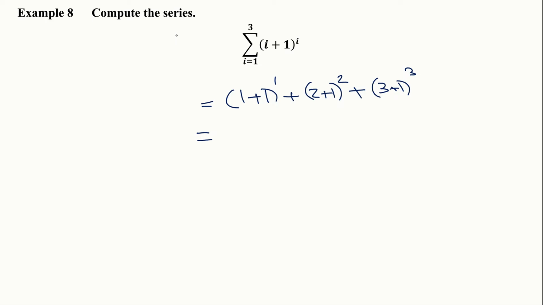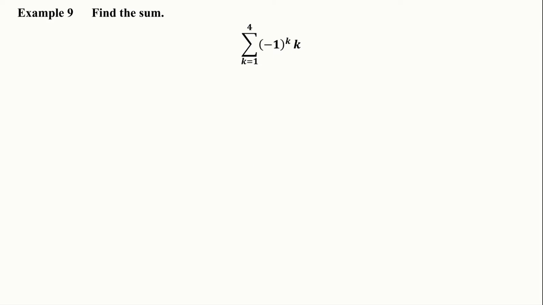So we get 2 plus 3 squared, which is 9, plus 3 plus 1 is 4 cubed, which is 64. So now we add those. Basically 11 and 64, so 75. That would be the sum we're looking for, okay? Try this one and see what you get before you continue the video.